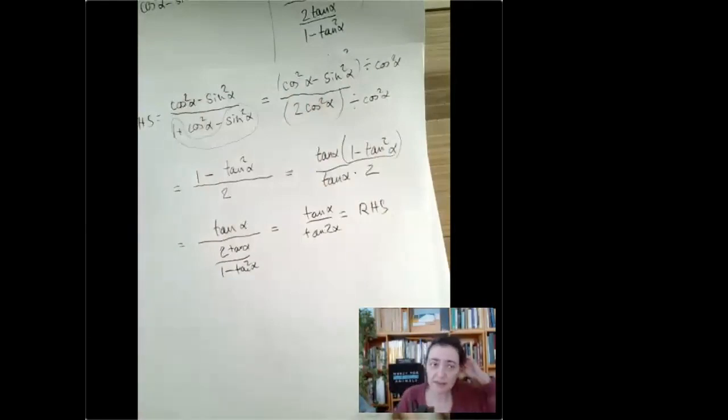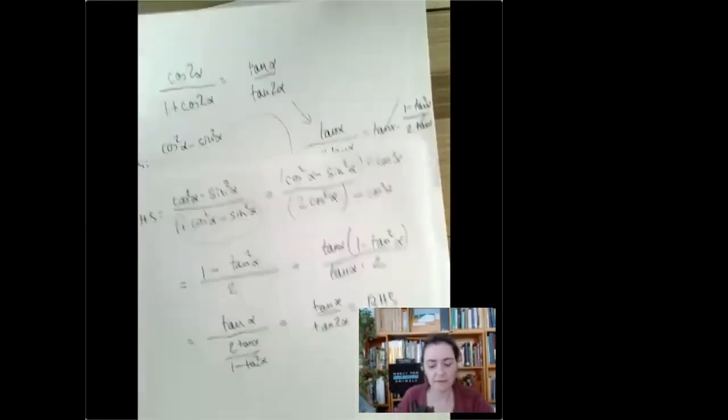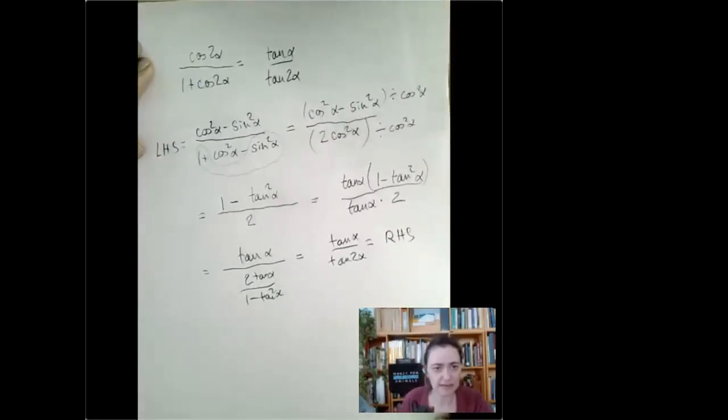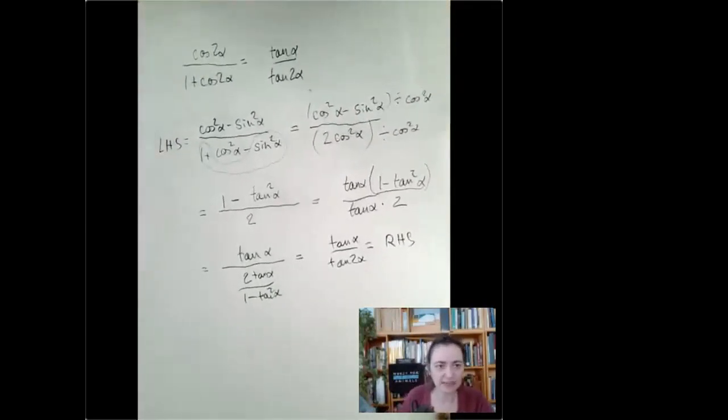So this happens quite often when your job is to mess with one side until you get to the other side. And if you cannot do that, maybe you can meet in the middle, and then when you write it out, you can pretend that you went from one side to the other.